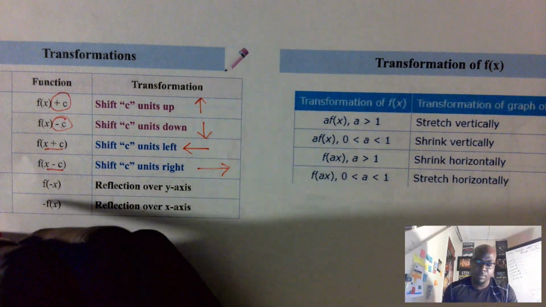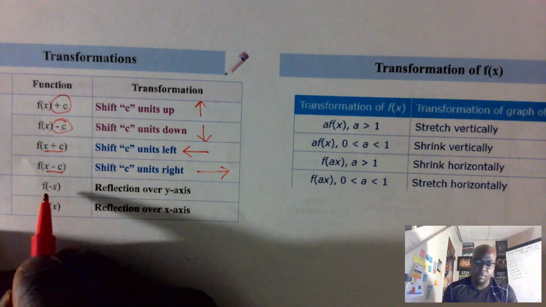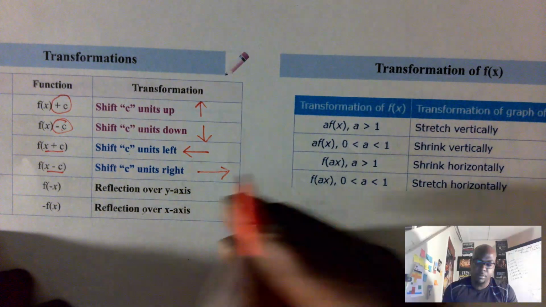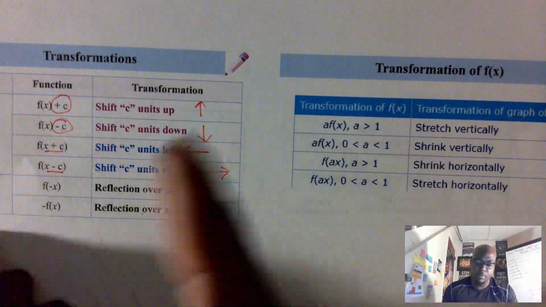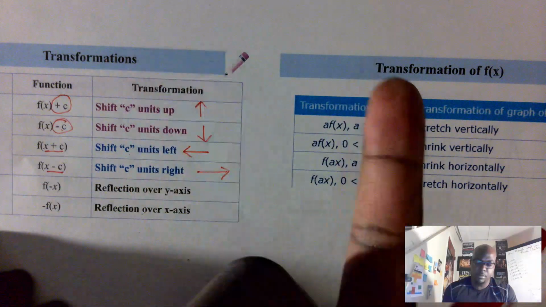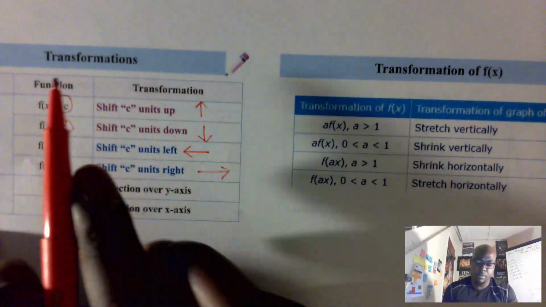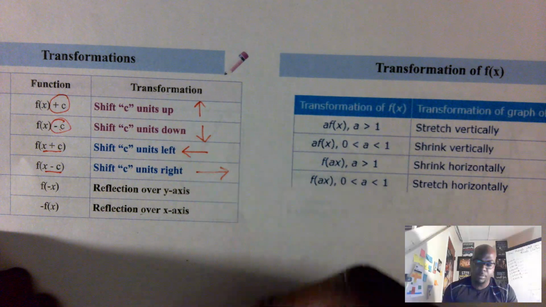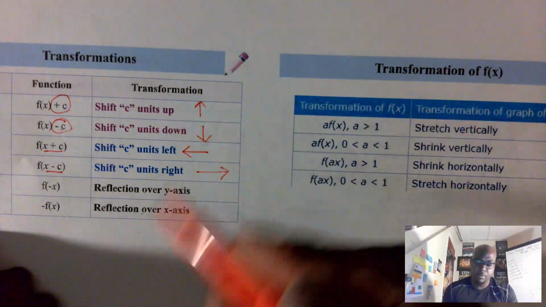And the reflection here, if you have f of negative x, you reflect over the y-axis. Again, you reflect over the y-axis. So you flip over the y-axis at this point here. And if you have negative f of x, you just reflect over the x-axis.